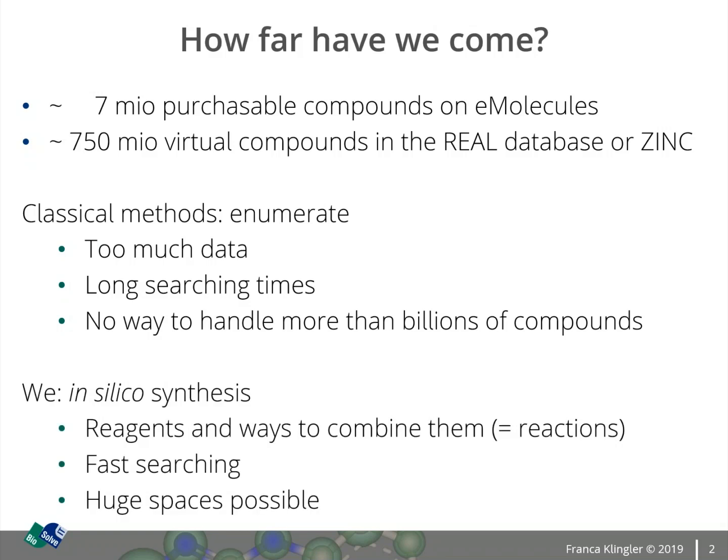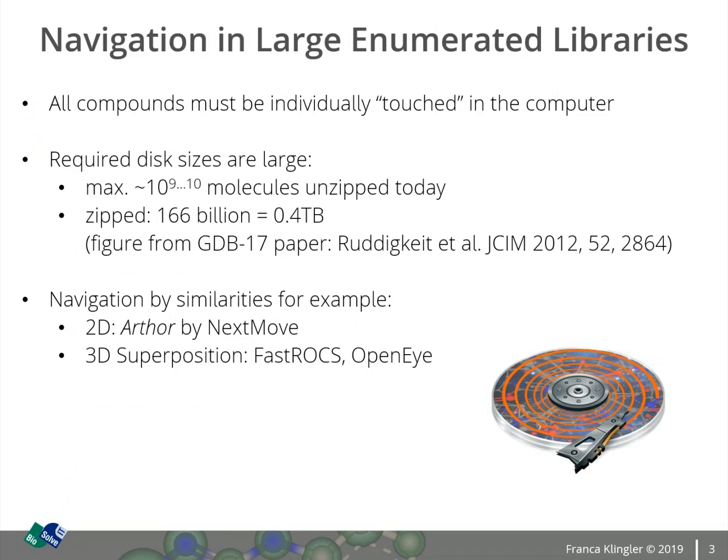And we have a quite different approach in here. We do in silico synthesis. It means we teach the computer chemical reactions and the reagents that can be used in those reactions. This is combined with a fast searching algorithm and makes huge spaces accessible. So those libraries or those spaces that we do are not enumerated, meaning not every compound is individually written down in the computer. They don't need to be touched individually, because that's kind of the drawback of those enumerated libraries. They require just very huge disk sizes.